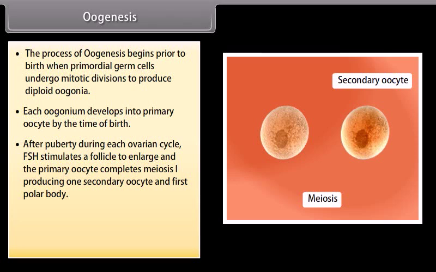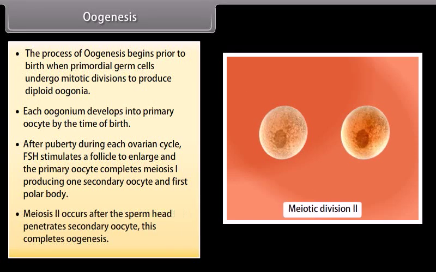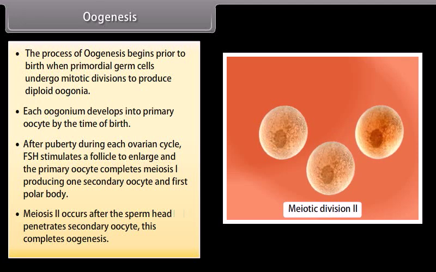one secondary oocyte and first polar body. Meiosis II occurs after the sperm head penetrates the secondary oocyte. This completes oogenesis.